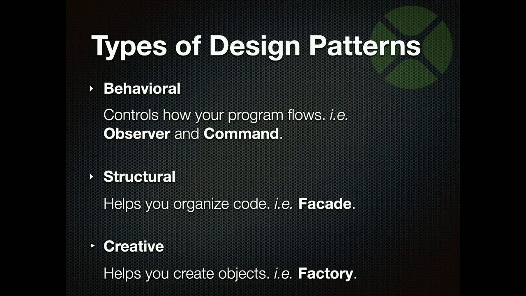So there are basically three categories of design patterns: behavioral, structural, and creative. Behavioral basically controls how your program behaves, the way that it does things. Structural helps you organize your code, and creative helps you create objects and things.